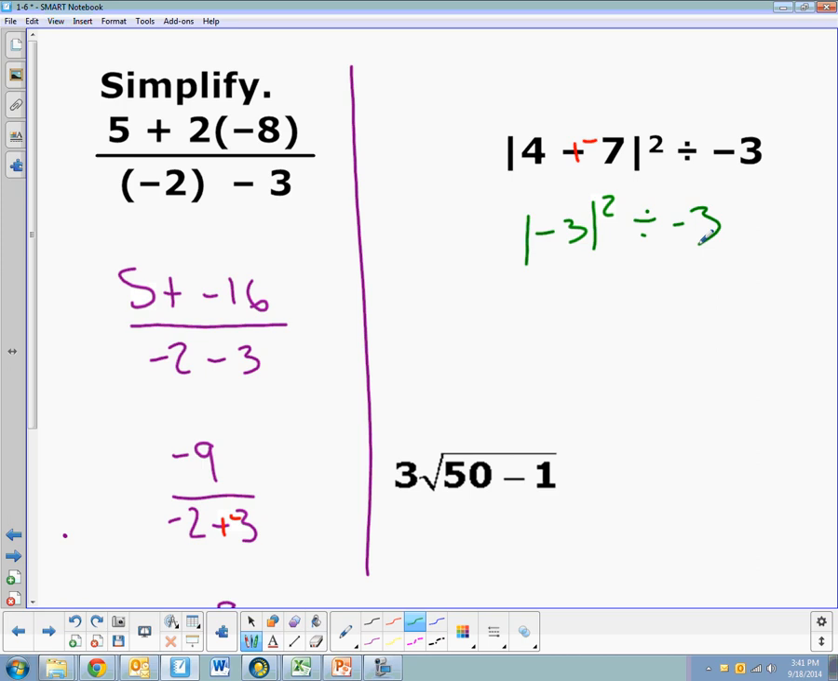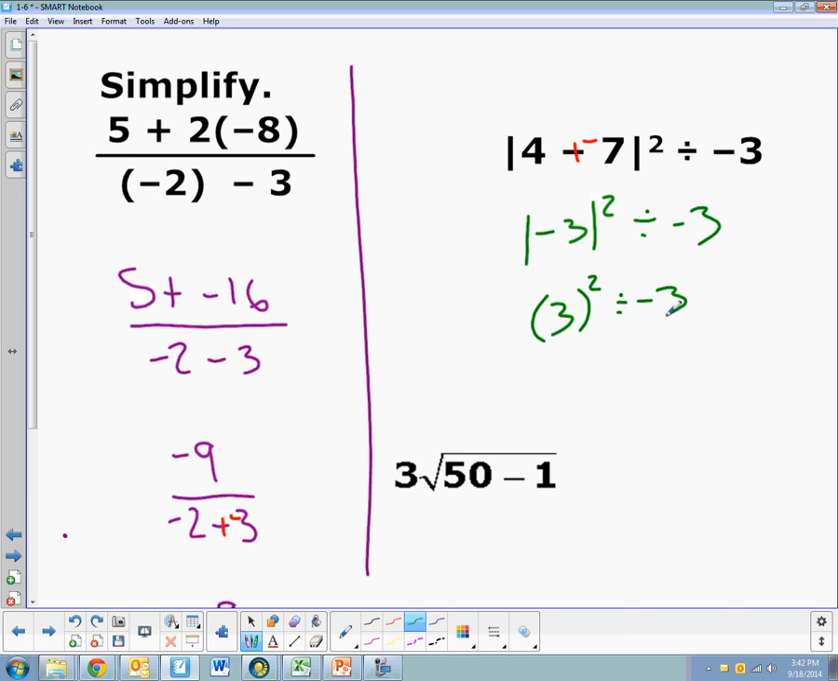Now those absolute value bars, I have to do the absolute value. Remember, absolute value is the distance from 0. How far from 0 is negative 3? Well, negative 3 is 3 away from 0. So the absolute value is 3. It's always positive. It's not the opposite. But absolute value is always positive. And I'm just going to put parentheses there.